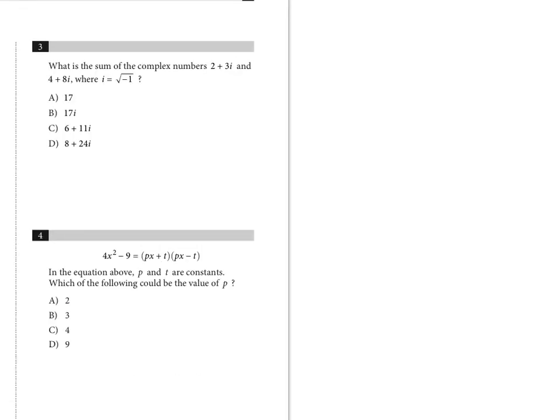Question 3 asks, what is the sum of the complex numbers 2 plus 3i and 4 plus 8i? And if you're wondering what they mean by a complex number, it is just a number that has a real part here and an imaginary part here, where i, equaling the square root of negative 1, is the imaginary number.